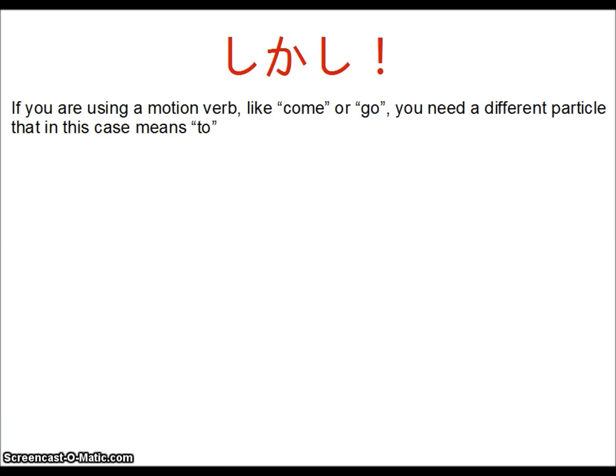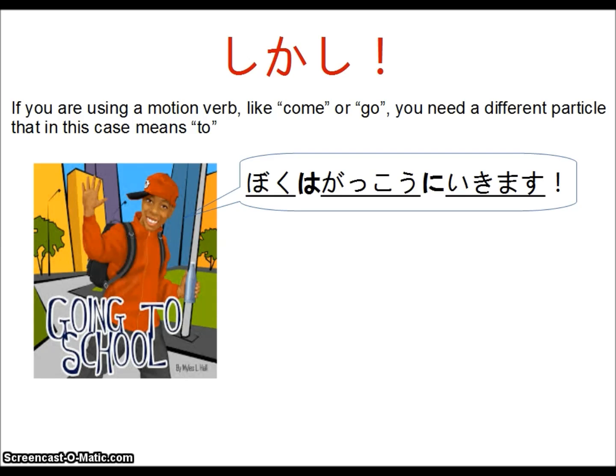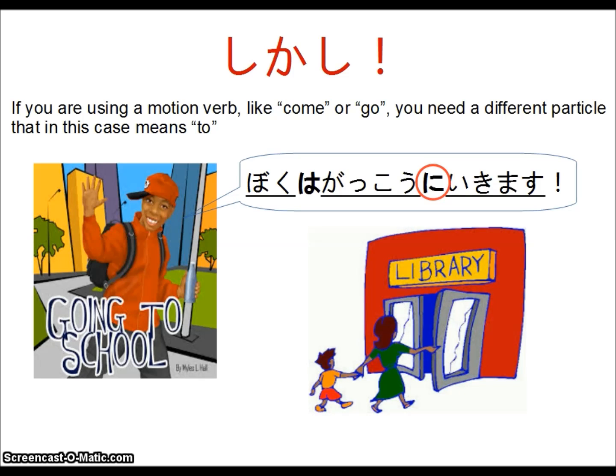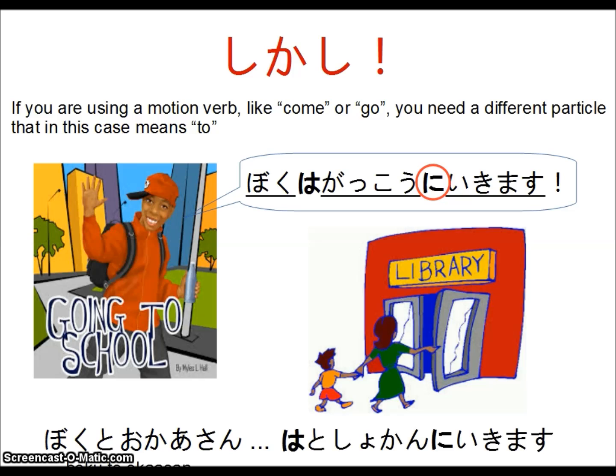But if you are using a motion verb like to come or to go, you need a different particle. So that way we can say to. So we have this boy who's going to school. He says, 僕は学校に行きます. And so instead of using o, before it was subject wa something o verb, now it's subject wa some place ni verb. So what about in this situation? 僕とお母さんは図書館に行きます.